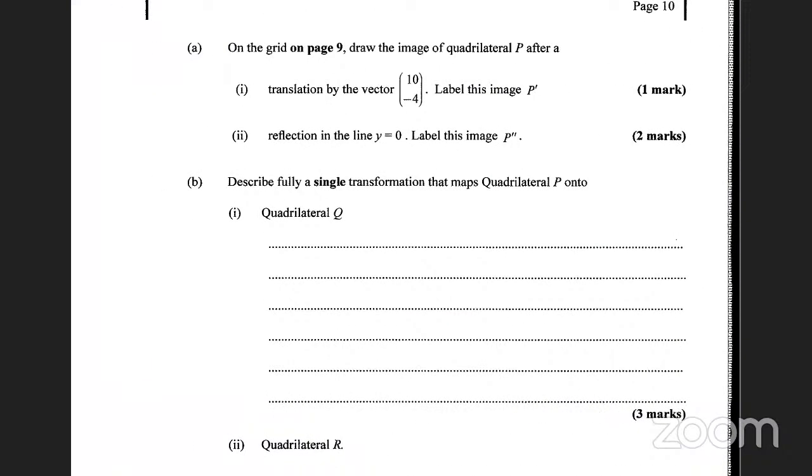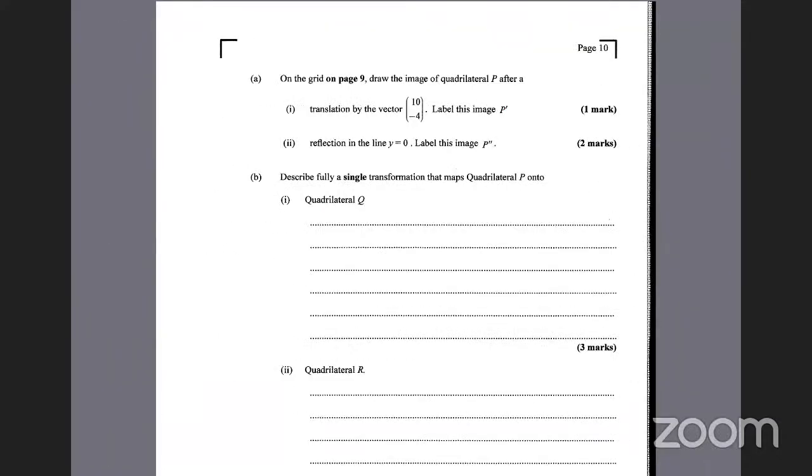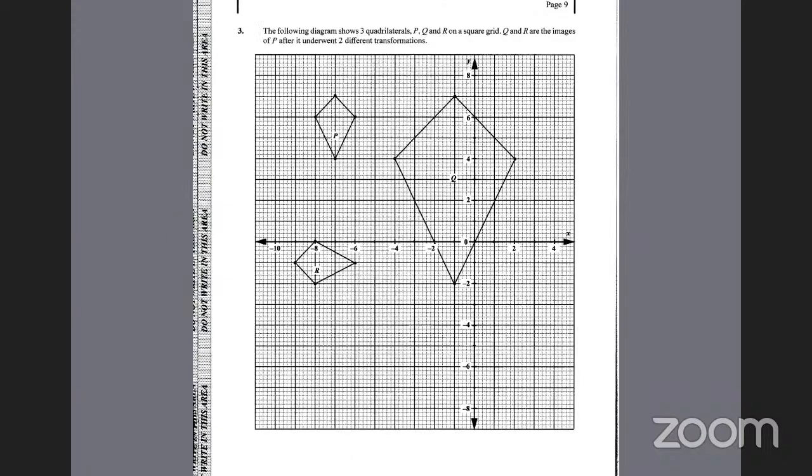On the grid below, draw the image of the equilateral P after translation (10, -4) and reflect in the line y = 0. So (10, -4) and then in the x-axis. By the way, I hope you all remember that this is the x-axis, y is 0. All right, so let's slide it first. (10, -4). And so that is to the right 10 and down 4.